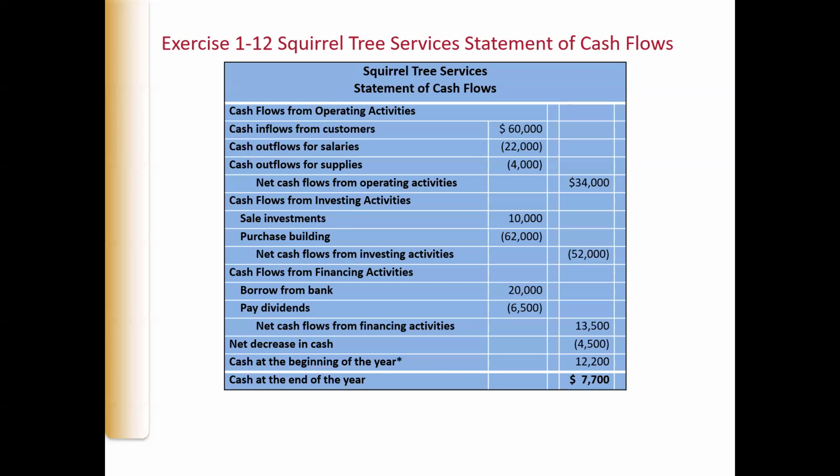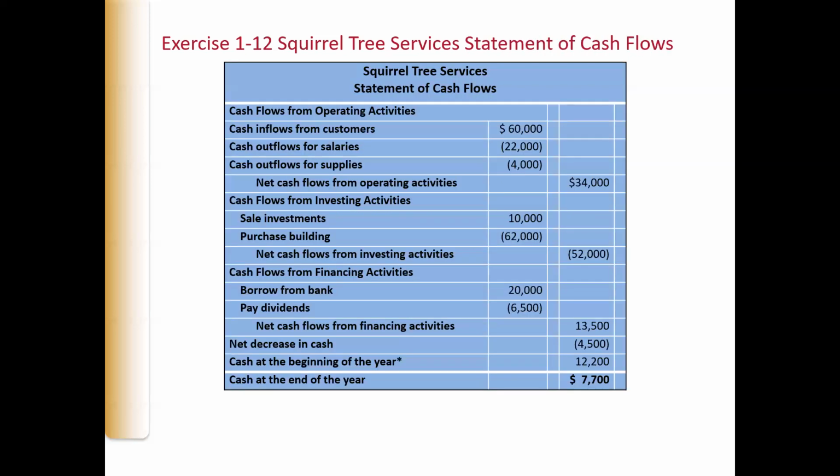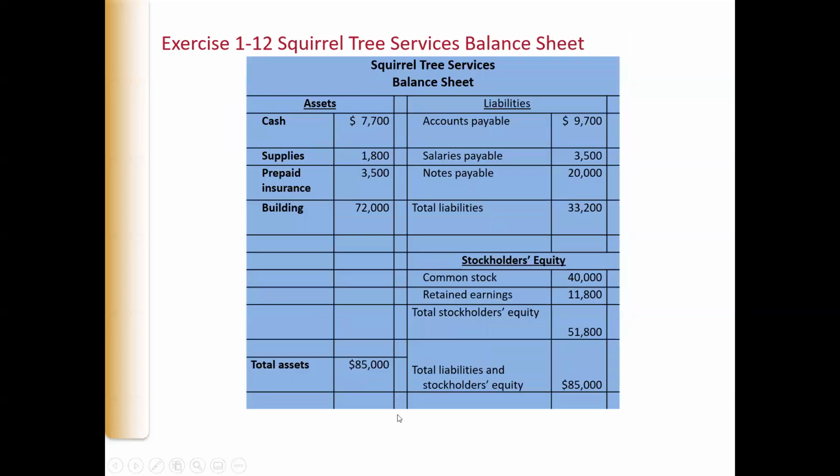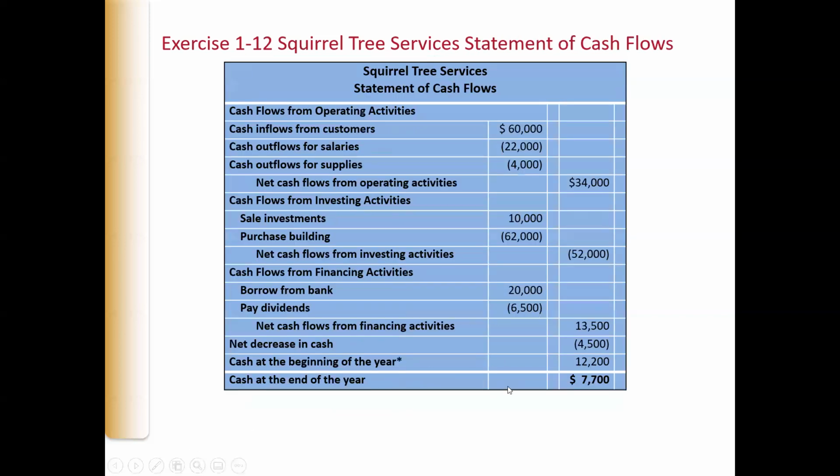Where did we get the cash at the beginning of the year, guys? You see, we got it from 2012. We had to plug that figure in because we knew the cash at the end of the year was 7,700. Okay. We knew the cash at the end of the year was 7,700. So we had to plug in what the cash was at the beginning of the year. That was a missing piece. Okay. Any questions on this?